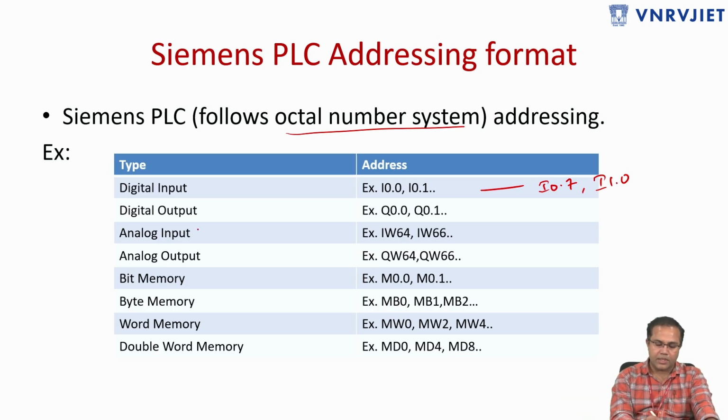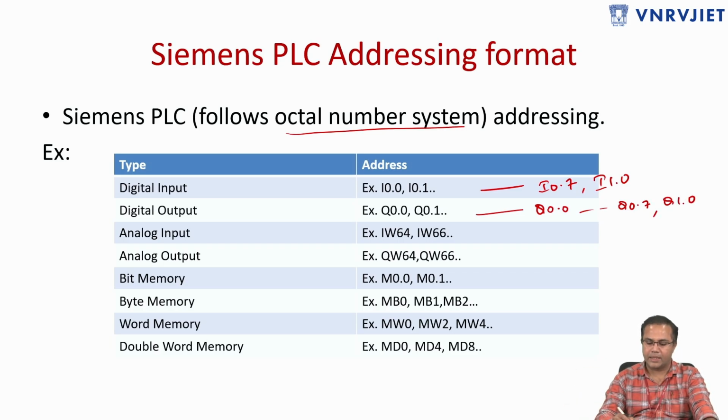Right. Coming to the digital output, Q. Instead of O, which was the output in Allen-Bradley, in Siemens it is a Q. Q is represented as output. Again Q 0.0, and so on up to Q 0.7, and next after that Q 1.0, 1.1, and so on. Like that the addressing will go on.